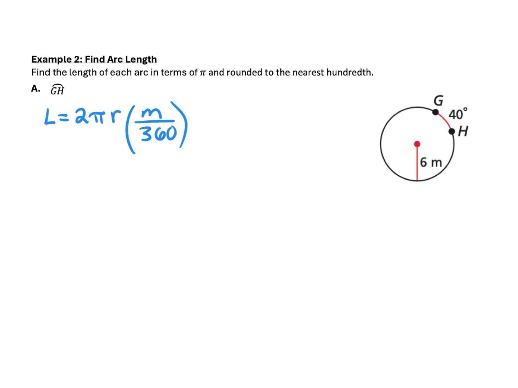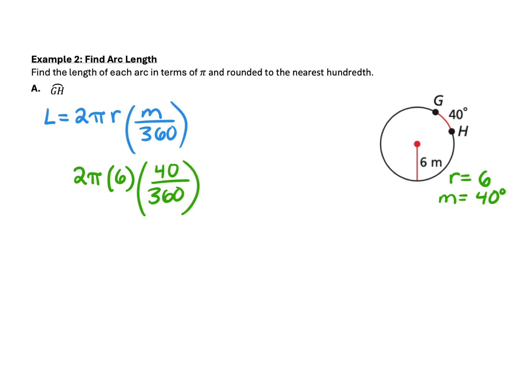Okay, now if we look at our picture, we can see the radius is 6 meters, and the arc measure is 40 degrees. Let's put those values into our formula, 2 pi times 6, and then it's 40 over 360. And as we did in the previous example, we're going to simplify this first before we multiply it by the fraction. This is 2 pi times 6, which is 12 pi, and then 12 pi times 40 over 360.